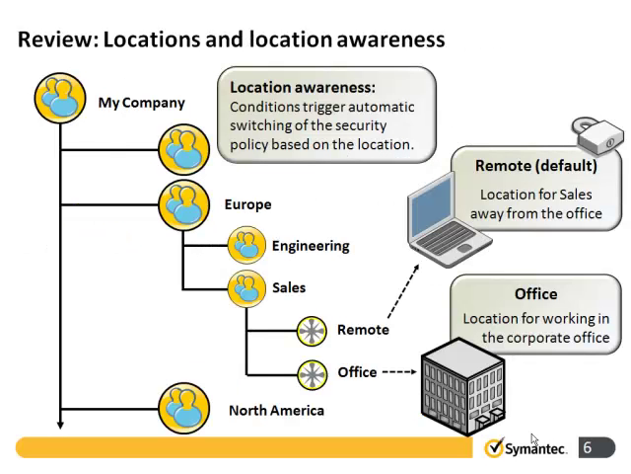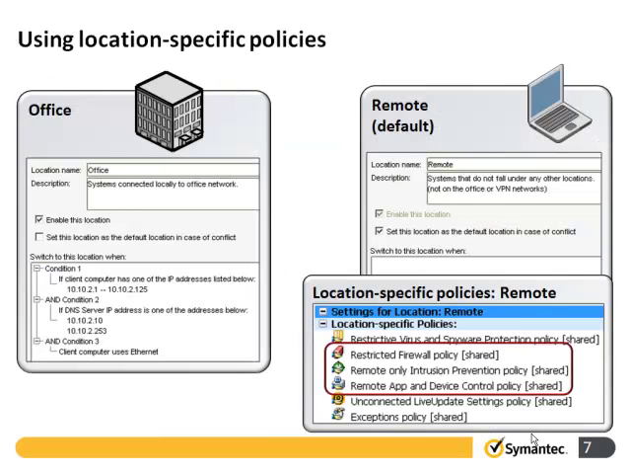Let's first look at locations and location awareness. Remember, we have the group structure and the subgroups, and we can create certain locations within these groups. Here we can see the remote and office locations being created. And it's the SEP client that constantly monitors the configuration settings of these triggers to decide which location should be applied at the time. Here we've got the office and remote or default location settings and how we apply them. We can see in the setting below the remote specific policies.